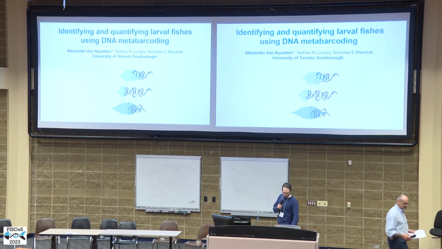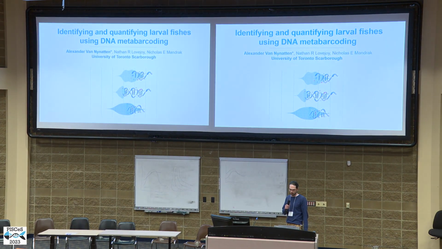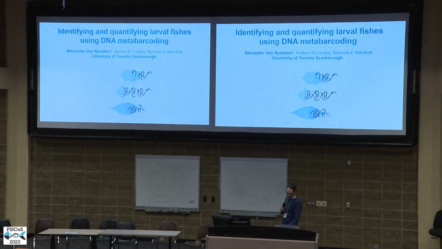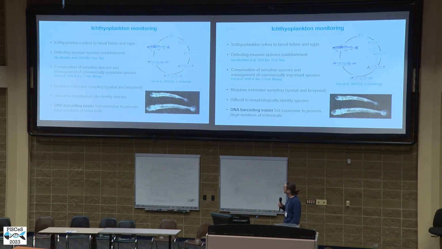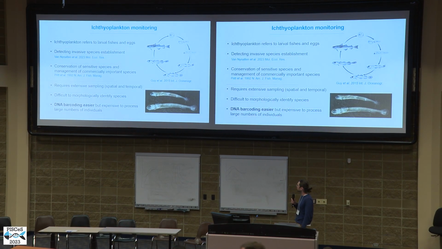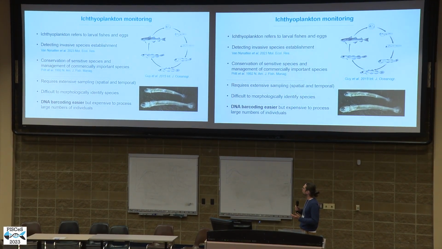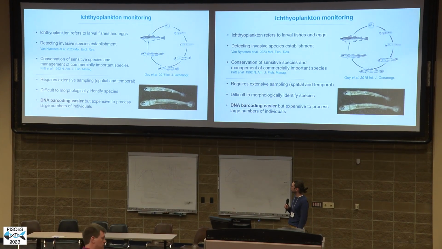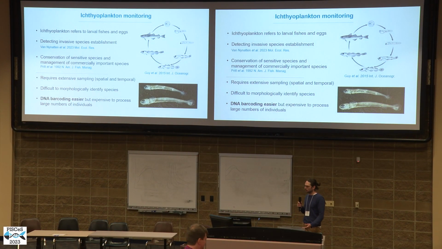Okay, thank you. So I'm going to talk about quantifying larval fish abundance using DNA metabarcoding. Because this is generally a conservation-focused session, I first want to talk about why it's important to know what's going on at early life stages for fishes. One reason this is really useful is detecting where invasive species might have been established or more recently established, from novel detections of larval fishes and eggs showing they're reproducing there.